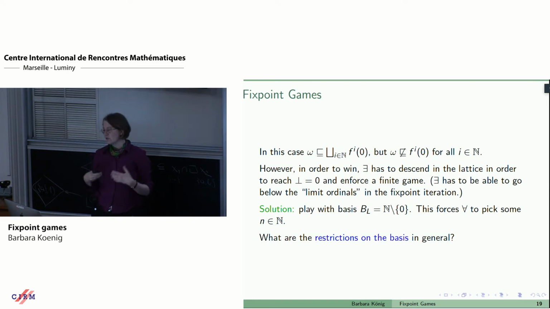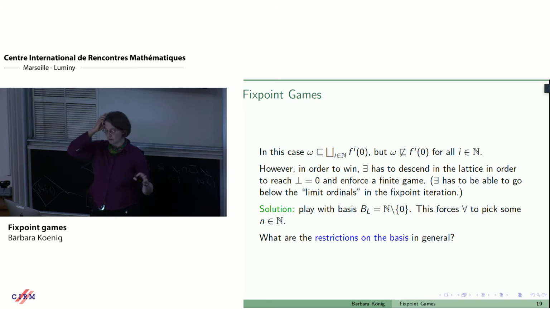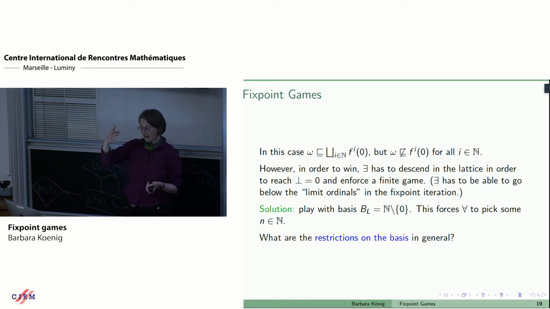But the solution is if you restrict the basis to be, okay, this is a bit nonsense. No, this is okay. That the basis is just the natural numbers. You have to omit the 0 because the 0 is bottom, it is included. Especially you exclude omega from the basis. Then actually this forces Adam to pick a natural number instead of omega. And then Eve can win because then she can really go down the chain and pick smaller and smaller elements.